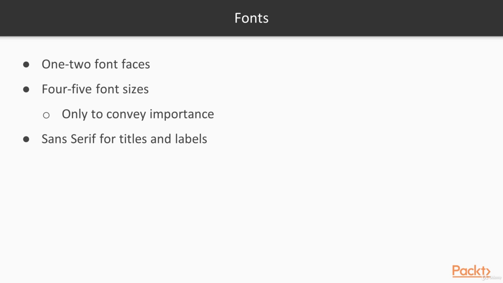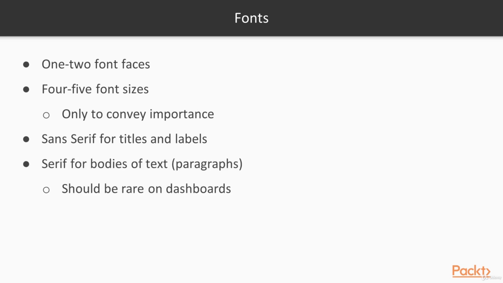In general with fonts, you should use a sans serif font for titles and labels as they minimize ink. Serif fonts are actually easier to read for large bodies of prose, that is, paragraphs, because the serifs actually help you read words quickly, even if they're small. That's why books are usually printed in something like Times. However, paragraphs should be rare on dashboards, so a single sans serif font face in at most 4 to 5 sizes should cover most cases.